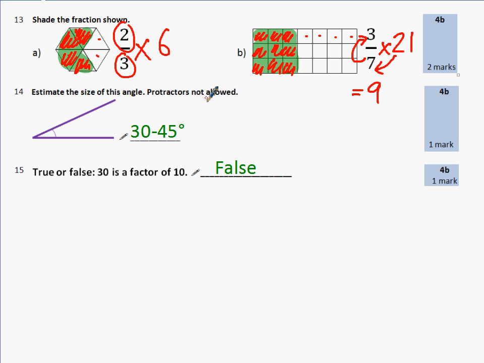Estimate the size of this angle. Protractors are not allowed. So here's what I would start by thinking. 90 degrees. If that's 90 degrees, then half of it would look like this. So I've been very generous in giving a range of 30 to 45 degrees, because that to me looks definitely less than 45, but it's never completely possible to tell if you're not using a protractor. So which is why there's a range that's acceptable, and I've said 30 to 45 would be acceptable for that question.